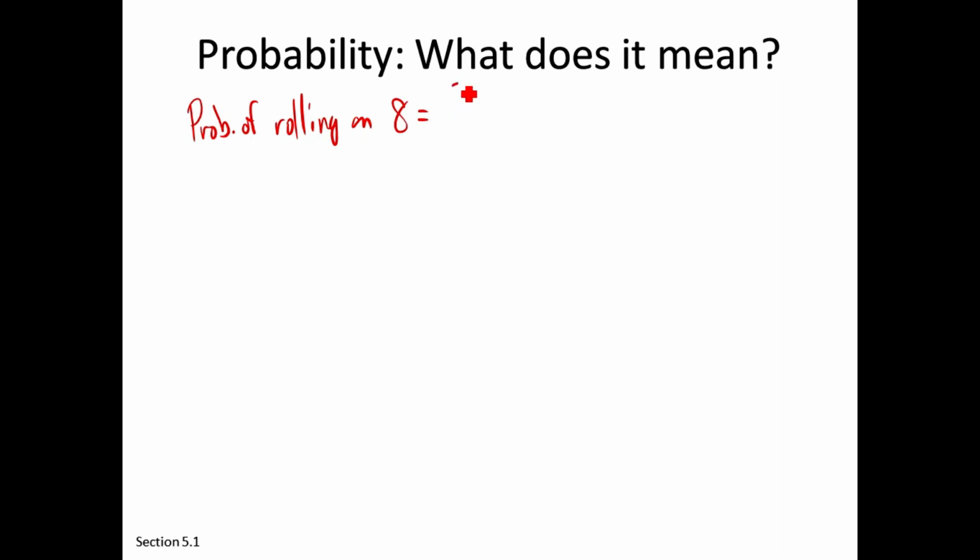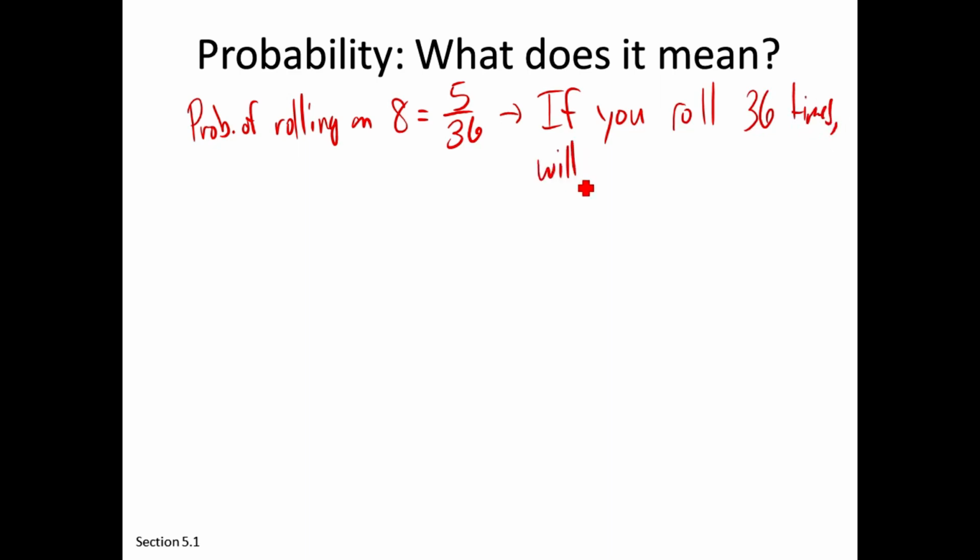It was what was it? 5 out of 36, right? Right. Okay, so my question then is this. I just gave you the probability. If you roll 36 times, will you get an 8 exactly 5 of those times?